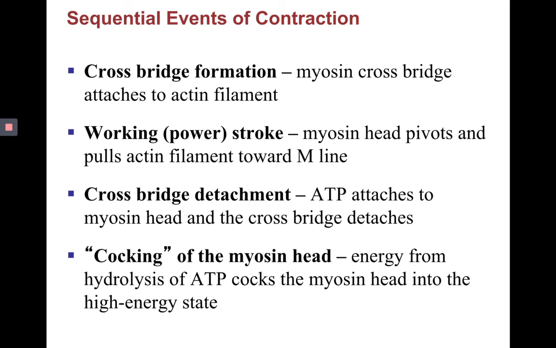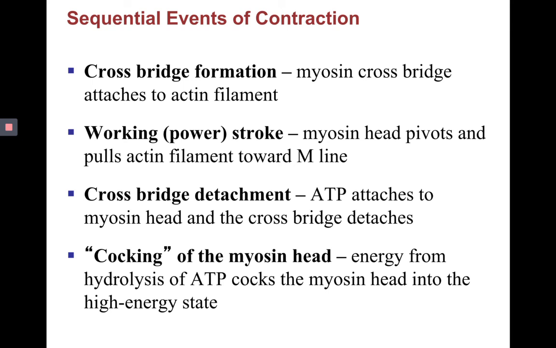Let's look at the steps sequentially. Keep in mind that even though we're doing this sequentially, these steps are a cycle, so they just repeat when we're done. So we'll actually start here with cross-bridge formation, so myosin binds to actin. Once myosin binds to actin, then we have the power stroke, and that happened when inorganic phosphate was removed from the myosin head. The power stroke moves the actin filament toward the M line of a sarcomere.